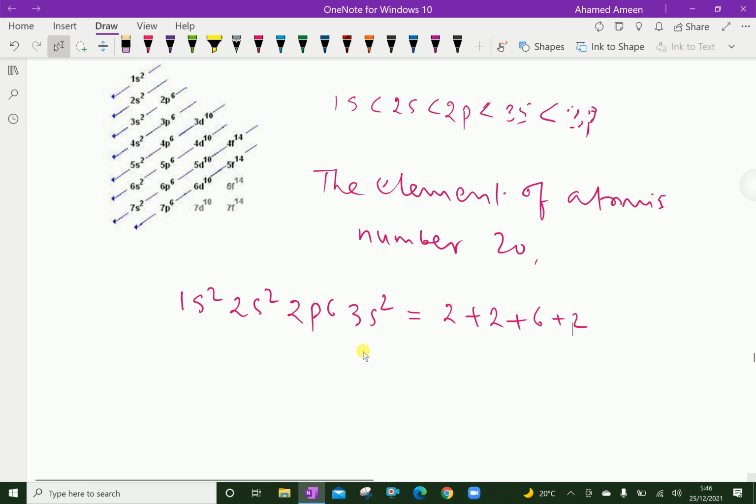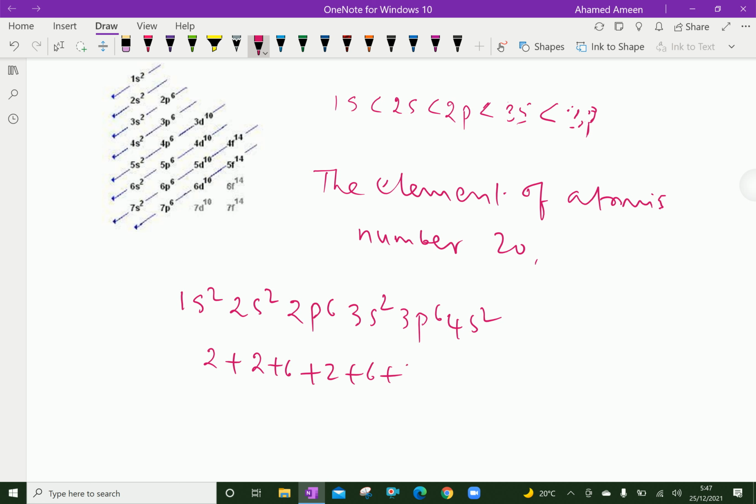Then further we have to continue, because we need more electrons to be occupied: 3s2, then 3p6, 4s2, so up to 3p6, 4s2. Then we count the number of electrons: 2 plus 2 plus 6 plus 2 plus 6 plus 2. Here 4, 6, 10, 12 and 20. Totally it will be 20.